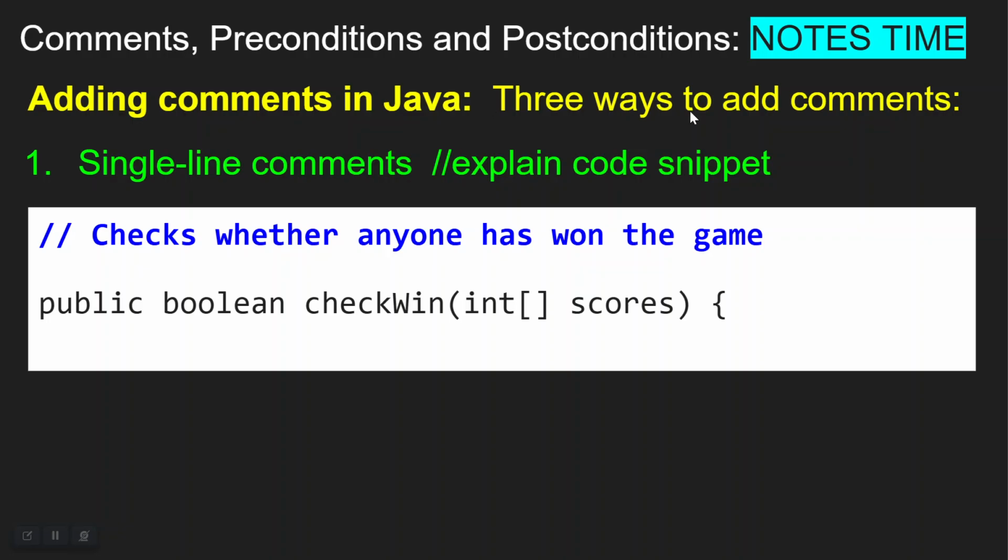Now, in Java, there are three ways to add comments. First off, you can do single line comments, which are just //, and then you explain the code snippet. Single line comments typically describe just a small section of your program code. Sometimes it's even just a single line that you're describing. You can just type in whatever you want, and as long as it has // before it, then the compiler knows this is not program code. I don't need to run this code. I can just skip over it and then see what's down here.